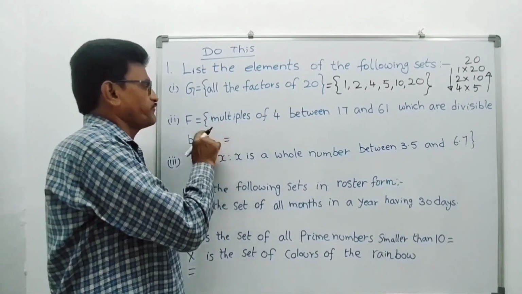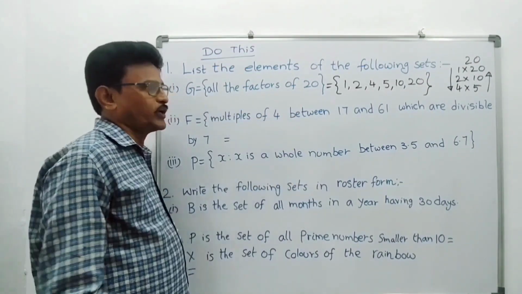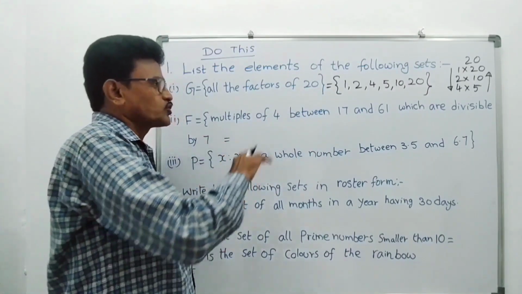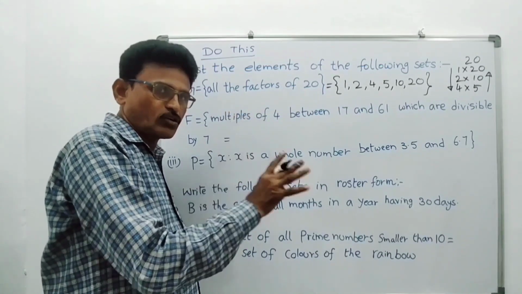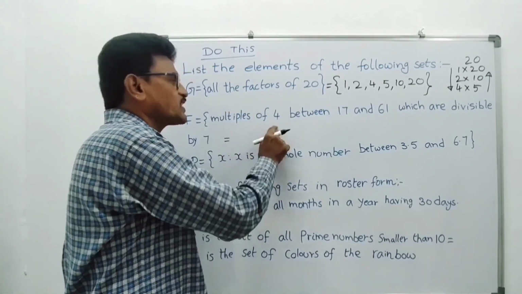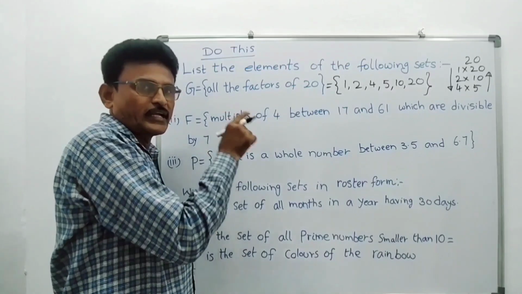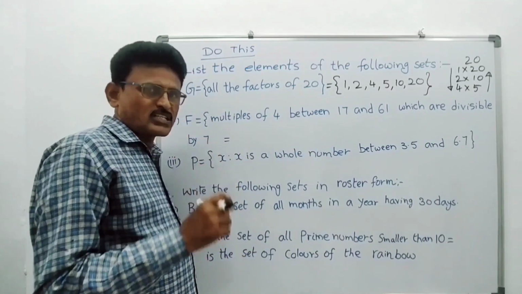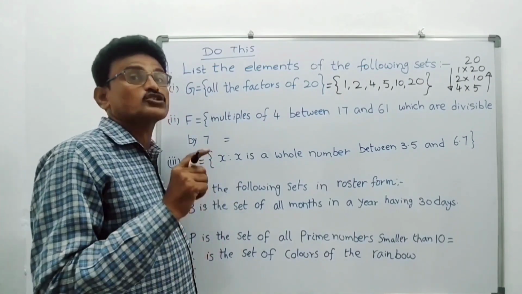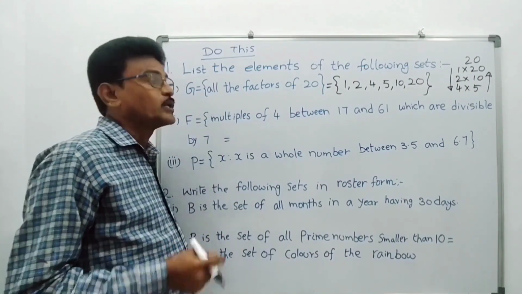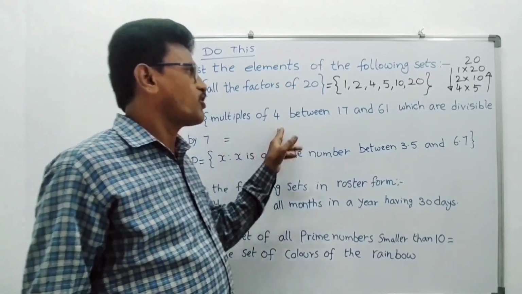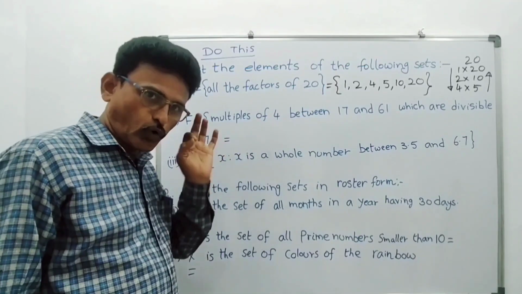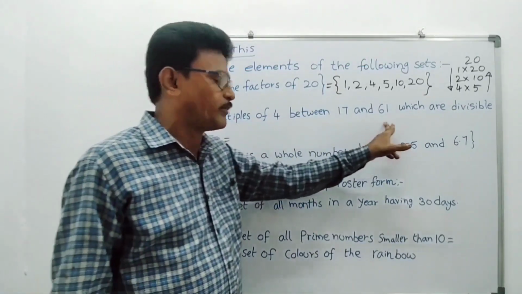Now F is the set: multiples of 4 between 17 and 61 which are divisible by 7. So numbers between 17 and 61 only we have to try, that are multiples of 4 and also divisible by 7. Divisible by 7 means nothing but multiples of 7 also. See, the numbers which are divisible by 2 and 3 are also divisible by 6. In that way here also, numbers that are multiples of 4 and 7 are multiples of 28. So directly we will check the 28 table.